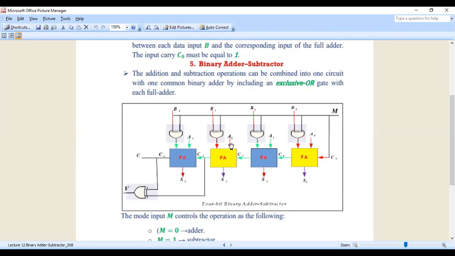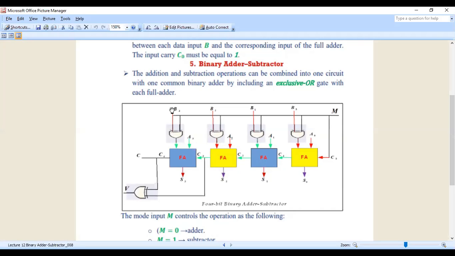So what does 1 exclusive 1 give? 0. So 0. Now the addition: 1, 1, and here 0. 1 plus 1 plus 0 is 1 0. That is sum 0, carry 1. And what is the A3 value here?